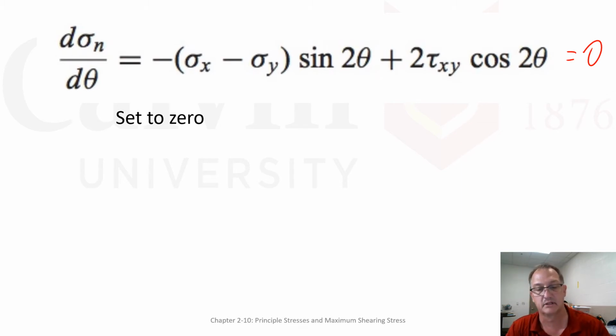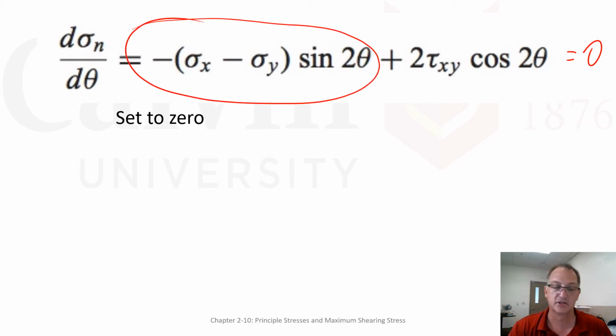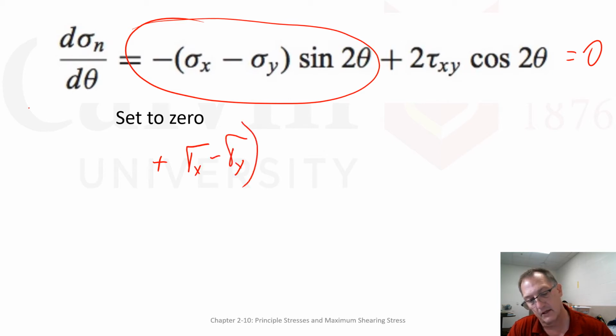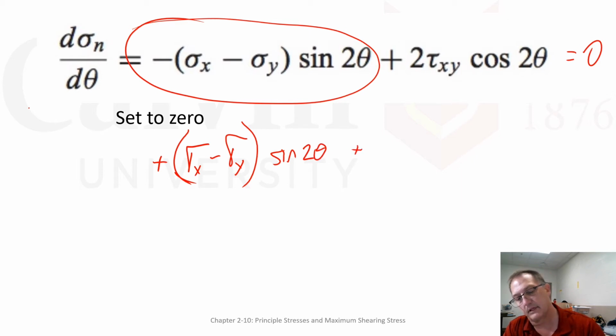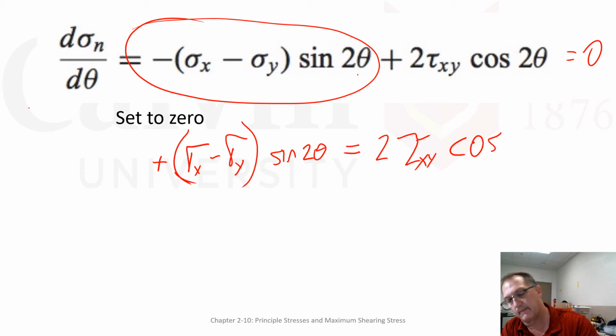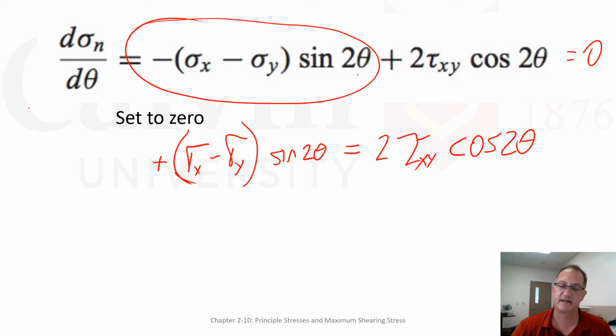If I set it equal to 0, I'm just going to move this term to the other side where it becomes positive. It's sigma x minus sigma y, the difference in the normal stresses, times sine 2 theta, equals 2 times the shear in the xy times cosine 2 theta. So just solve that for theta.